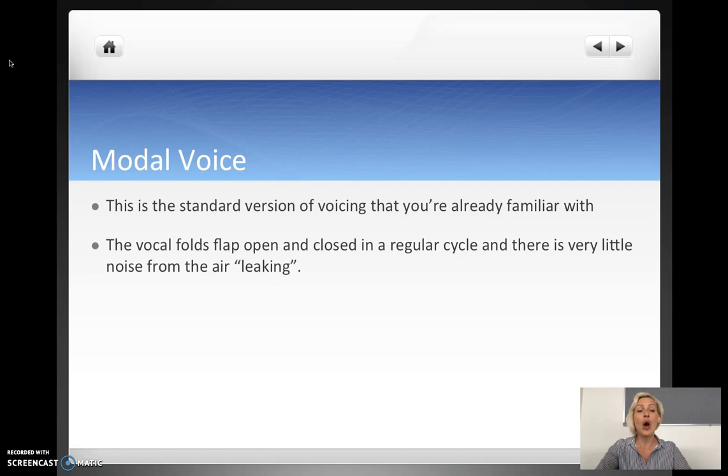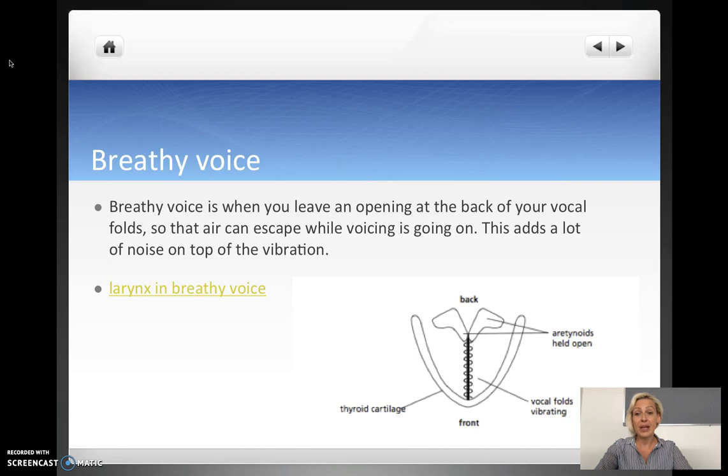But there are also two other types that I would like to tell you about. First of them is breathy voice. Breathy voice means that we simultaneously produce both the modal voice, normal voice, and whisper. So part of the vocal folds is together, vibrating, and part of the vocal folds is apart. So when that happens, there's some whisper and some voice.